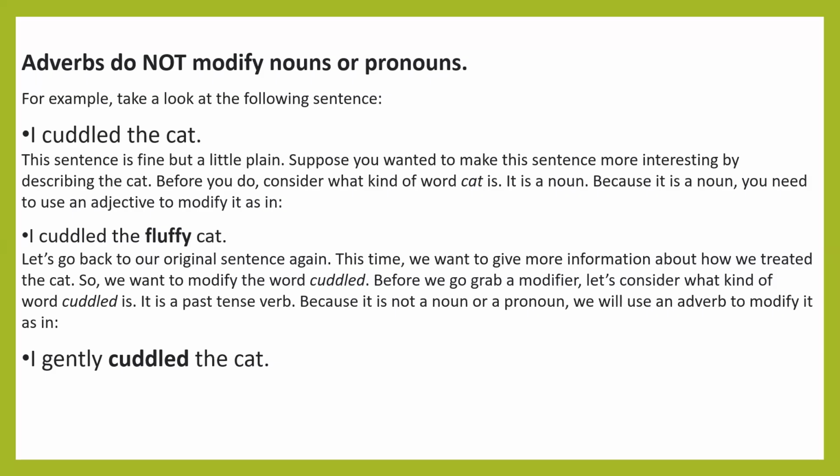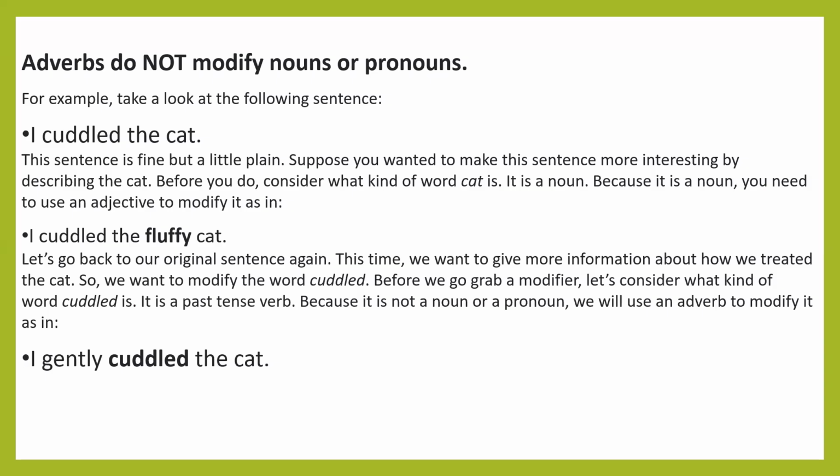Example: I cuddled the cat. In this case, the sentence is a very simple, plain sentence. So we just ask what kind of word cat is. Cat is a noun, so we need to use an adjective to describe the cat. What kind of cat is it? So we respond, I cuddled the fluffy cat. We describe the cat. Cat is a noun and fluffy is an adjective.